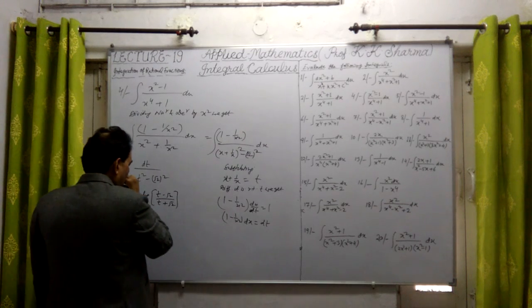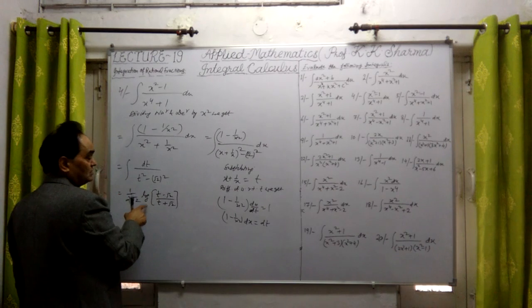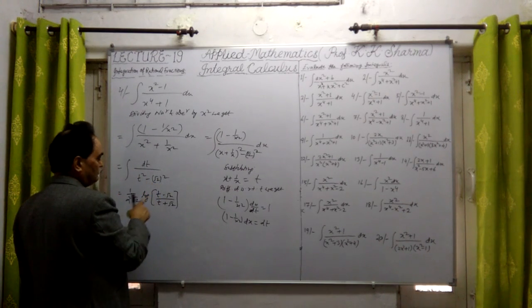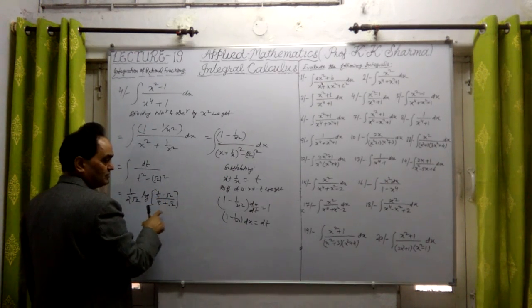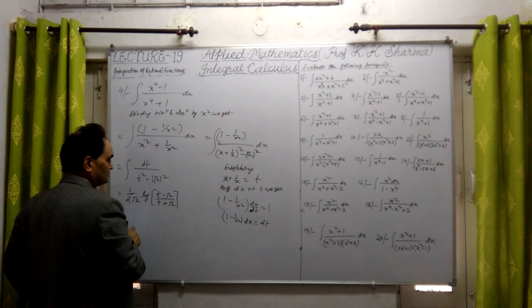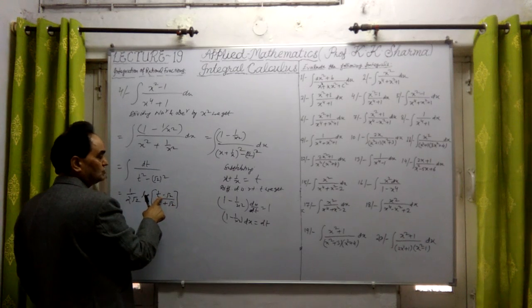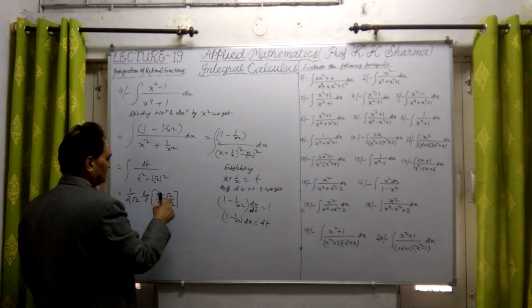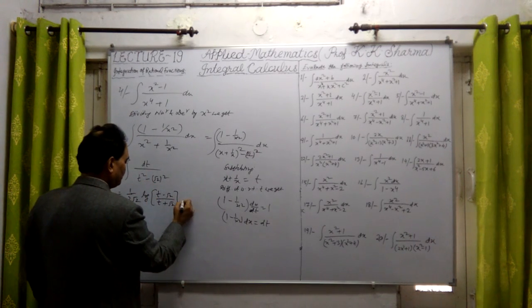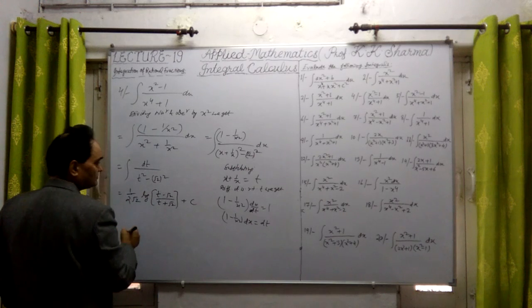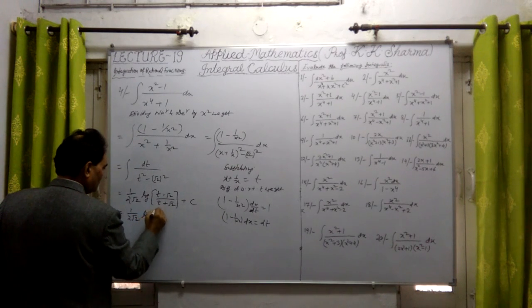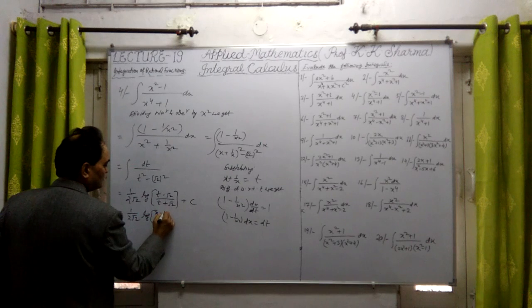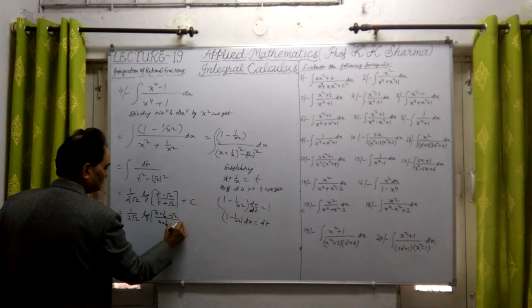Sorry. In that situation, if it is a square minus t square, then it will be 1 upon 2a log of a plus t upon a minus t, or root 2 plus t upon root 2 minus t. So that will be changed. But in this case, this is x square minus a square type. This plus must be with integration. Substituting the value of t, finally we have 1 upon 2 root 2 log of x plus 1 upon x minus root 2 upon x plus 1 upon x plus root 2, plus constant.